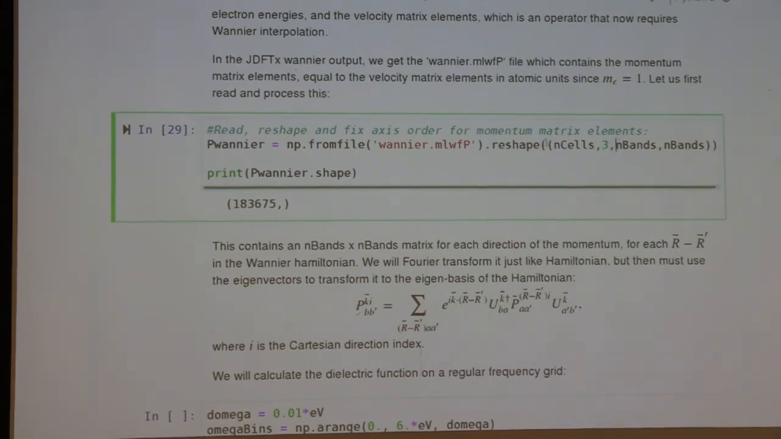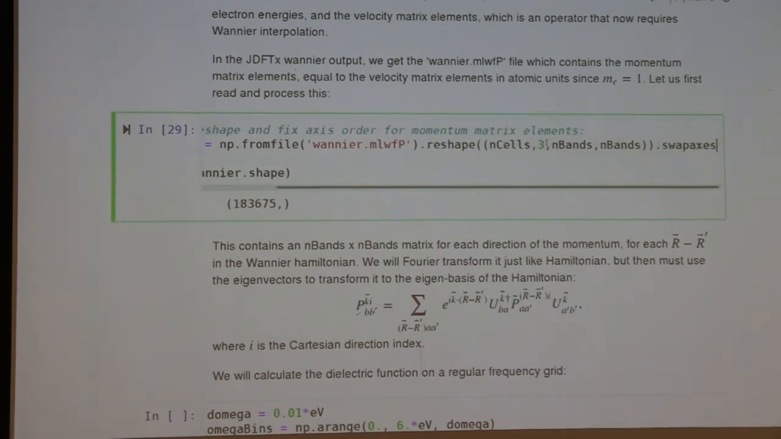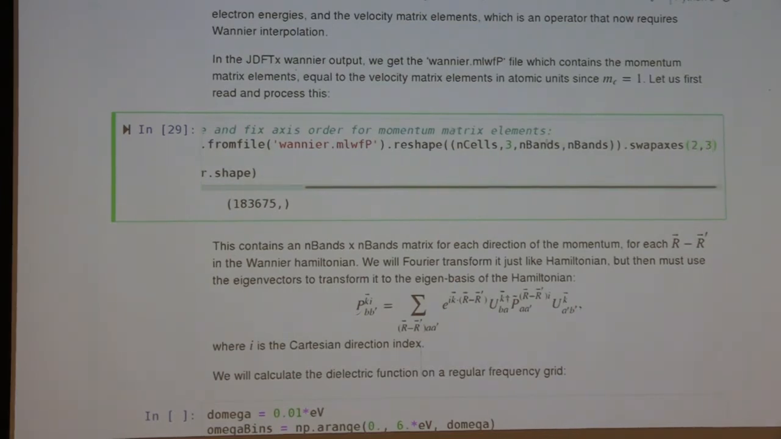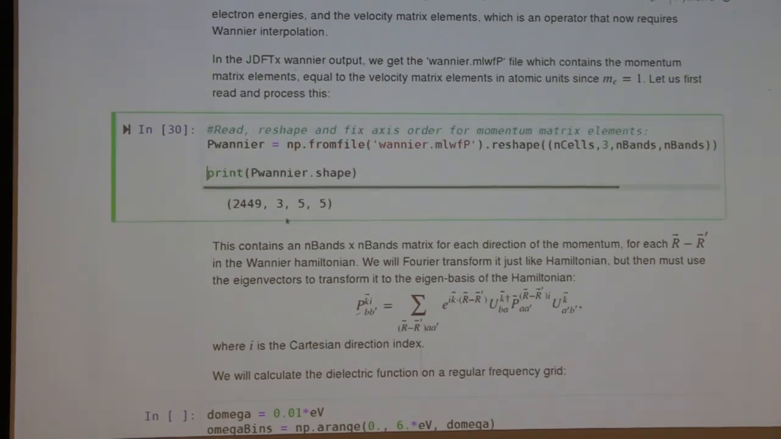Right? And like before, I have to account for the matrix order between the C code and this. And in this case, I will swap the last 2 axes, which would be 2 and 3. Of course, if I didn't get the product of dimensions right, this would have complained. Right? So these are the neighboring cells. These are the Wannier function 1 and Wannier function 2 that you're taking the overlap between. And these are the 3 momentum directions.